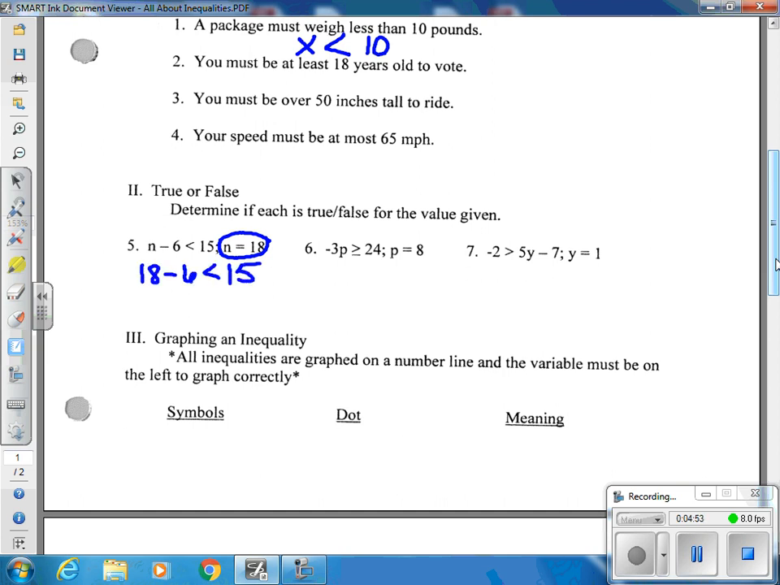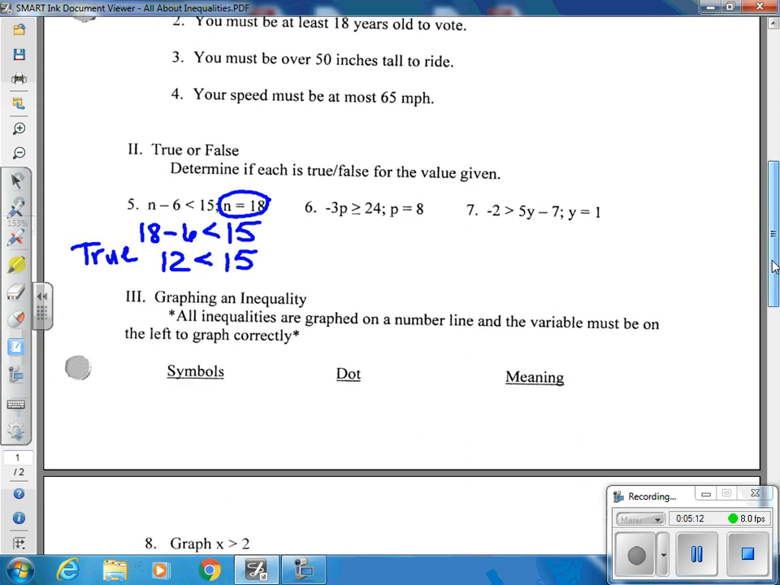Well, now I need to do 18 minus 6. 18 minus 6 is 12. Then you ask yourself, is 12 less than 15? Right? That is a true statement. So then your answer to number 5 is true. Right? So when you do 6 and 7, plug in the number, see what happens, and then your final answer should be the word true or false.